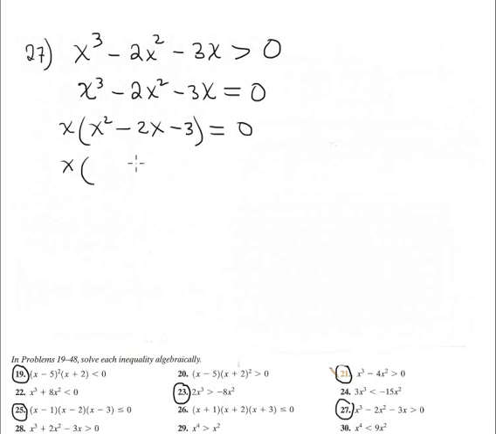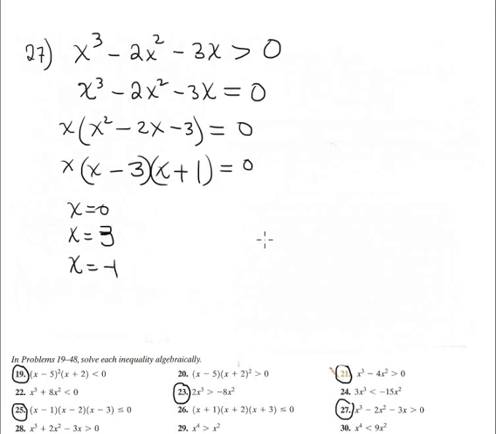The factorization is x, with 3 and 1. 3 and 1: 3 minus 1 is 2. Different signs, minus and plus. Okay, now the solutions for this equation are 0, positive 3, and negative 1.